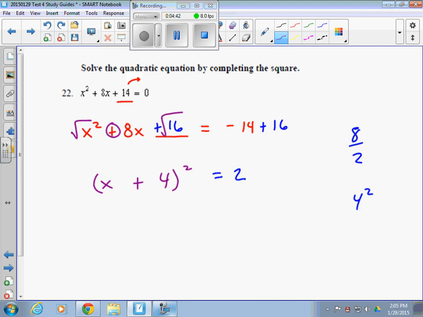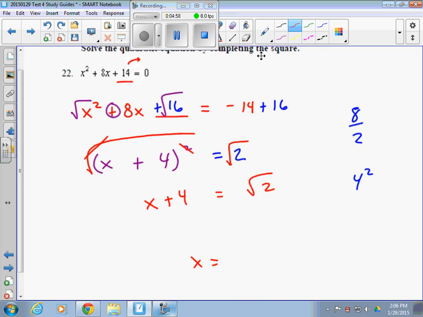Undo all of this. We're trying to get x by itself ultimately. Undo this squared by taking the square root of it. So if you do that to the left side, you have to do it to the right side. That'll cancel it out and leave you with x plus 4 equals the square root of 2.